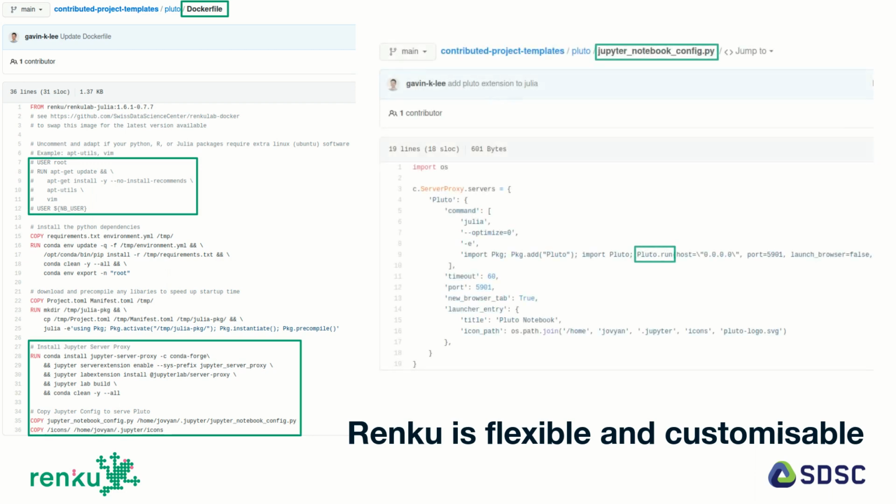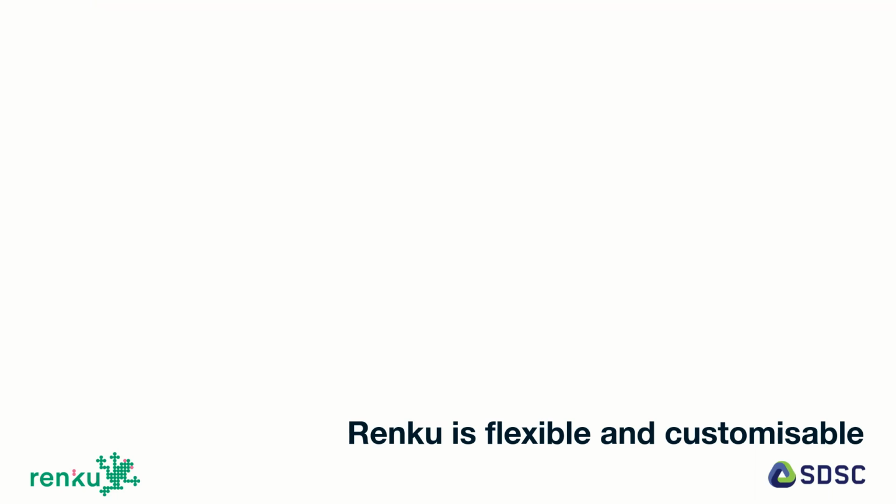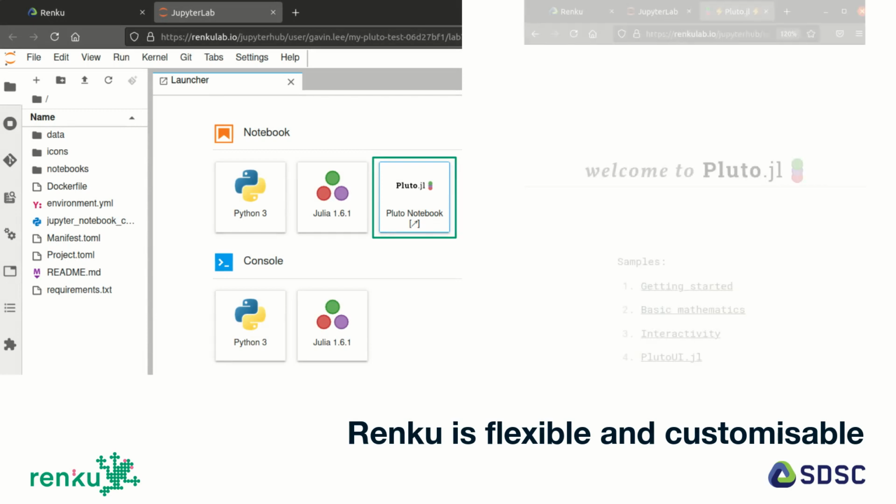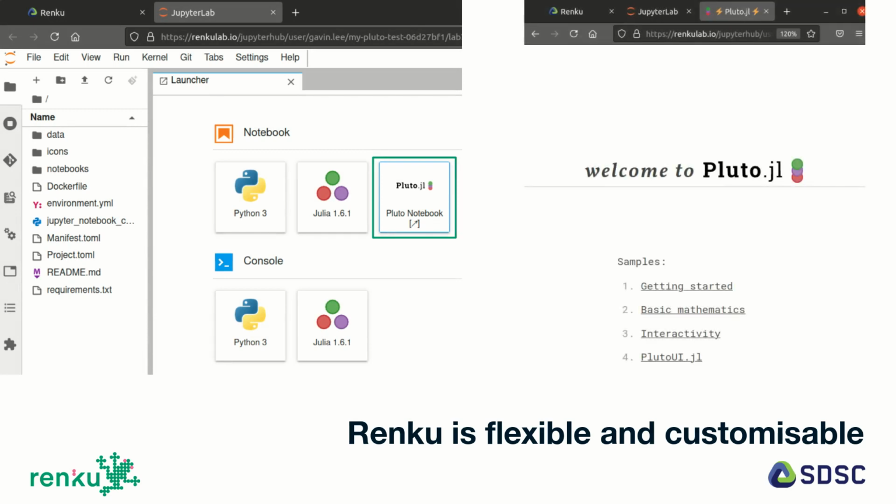For example, Pluto, a popular Julia alternative to Jupyter notebooks, is able to be run through Renku using a few tweaks to the project setup. A Pluto notebook option will appear when starting your session, and those familiar with Pluto will recognize the landing page. Many other extensions are possible, for example, virtual desktop and application frontends like RShiny and Streamlit.